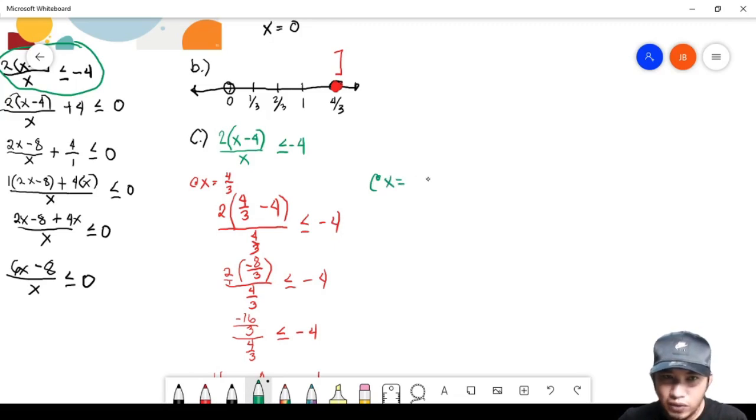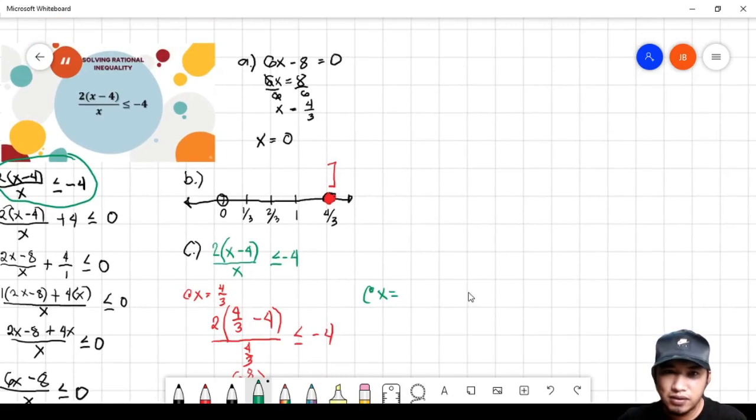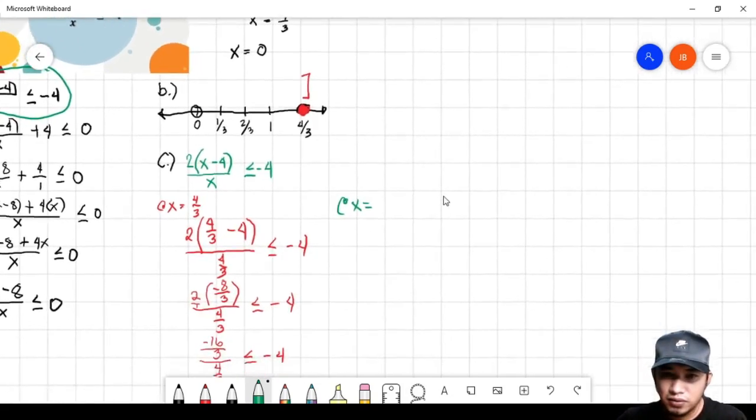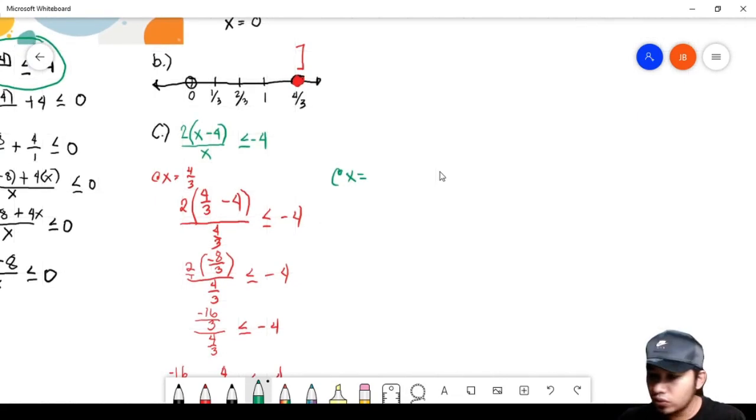At x is equal to, ano yung isang value ng x na na-compute natin? That is 0. Okay? So, at x is equal to 0, we will substitute it here sa ating inequality. That is 2 multiplied to 0 minus 4, close parenthesis, and 0 all over 0 is greater than or equal to negative 4.